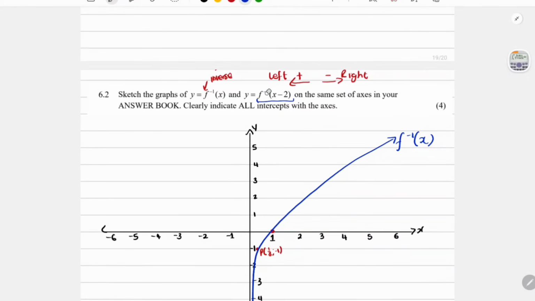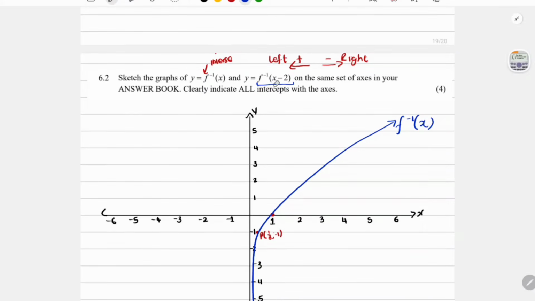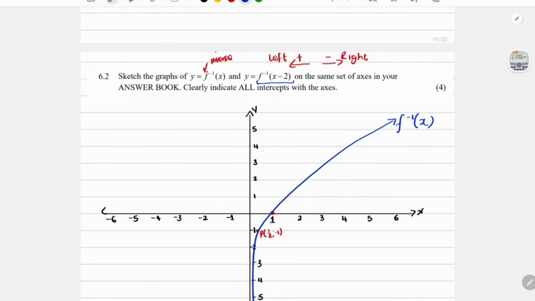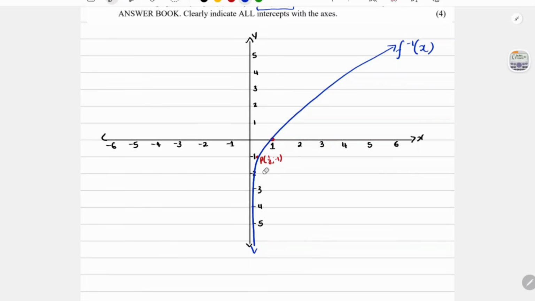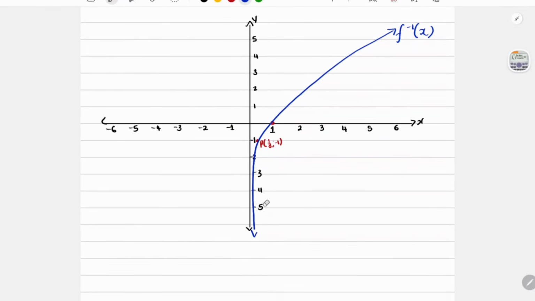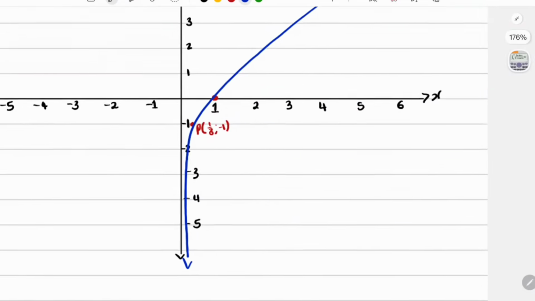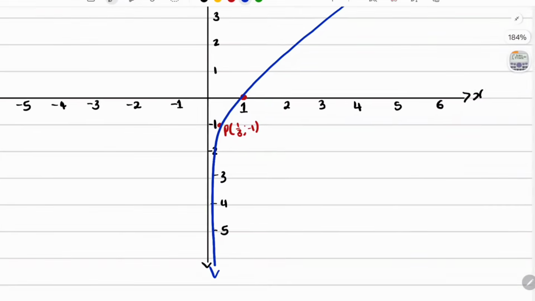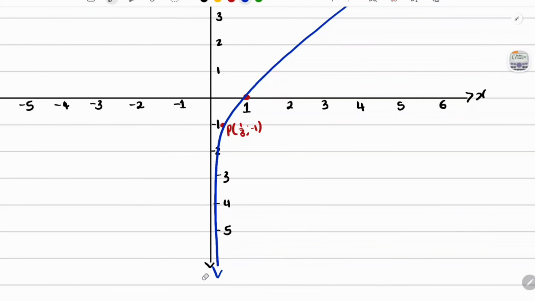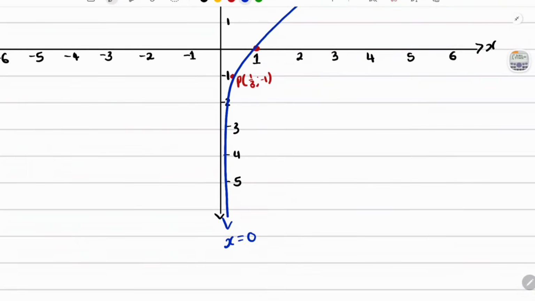Then we have to draw this one, the inverse that is shifted 2 units to the right. So all you're going to do is take this graph and shift it 2 units to the right. Because it's moving to the right, this is a horizontal movement and it's affecting the x. It means all the x values of this graph are going to move 2 units to the right. Remember that we had an asymptote here, we already wrote that asymptote. It was x = 0, that line there. It's going to also move 2 units to the right. So that asymptote moves from 0, 2 units to the right, to 2.